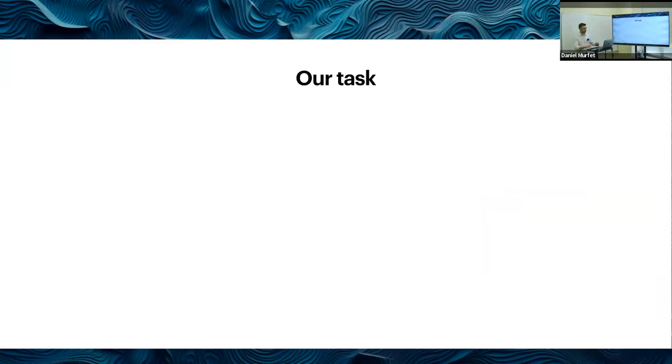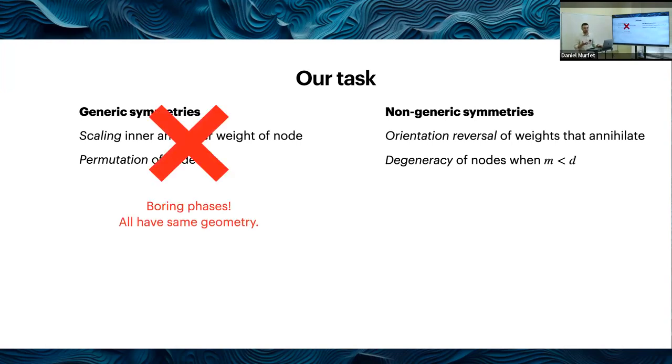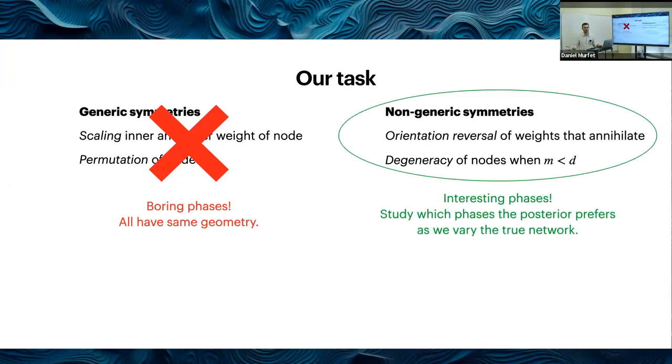Cool. So from here, our task is we've got our symmetries. Therefore, we understand what the set of true parameters is. The generic ones are boring because all parameters will satisfy those generic symmetries, which means that if we want to study interesting phases and phase transitions, then we want to study these non-generic symmetries where there are particular conditions that make these configurations be true parameters or not. And so we expect that they'll have different geometry, and that's what we're going to study.